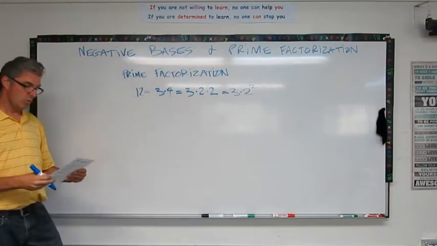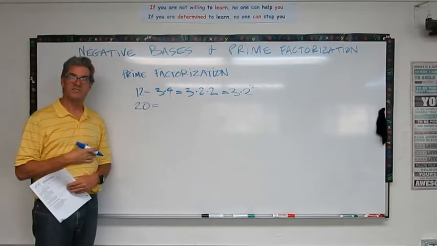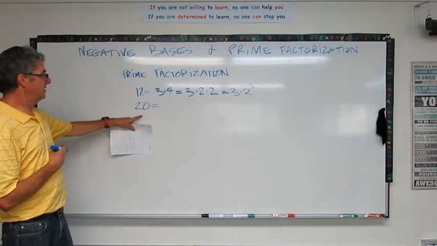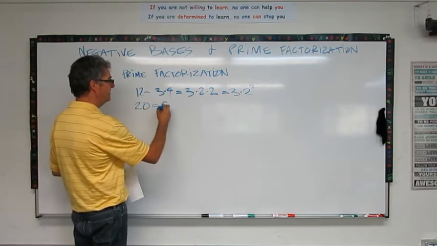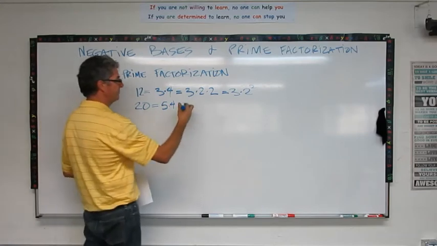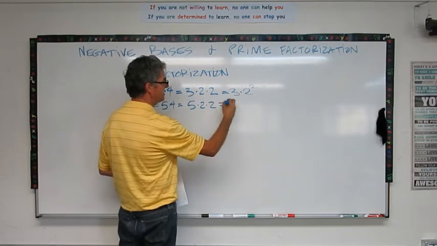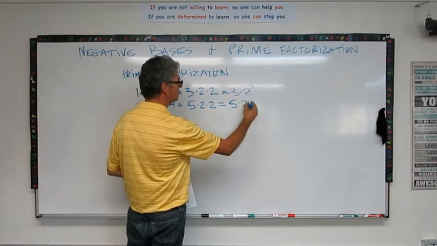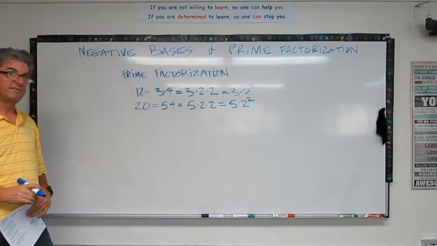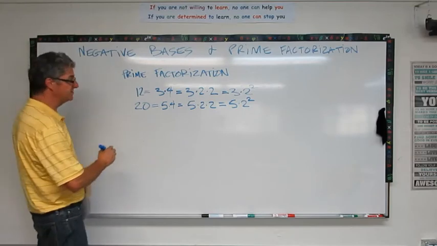Okay? Let me give you one to try. 20. Pause the video and give it a shot. Okay, let's see how you did. 20 is 5 times 4. But we know again that 4 is not prime. So that becomes 5 times 2 times 2, which then is 5 times 2 squared. Okay? What do you think? Let's try another one of these. They're tricky and they will pop up from time to time in this chapter.